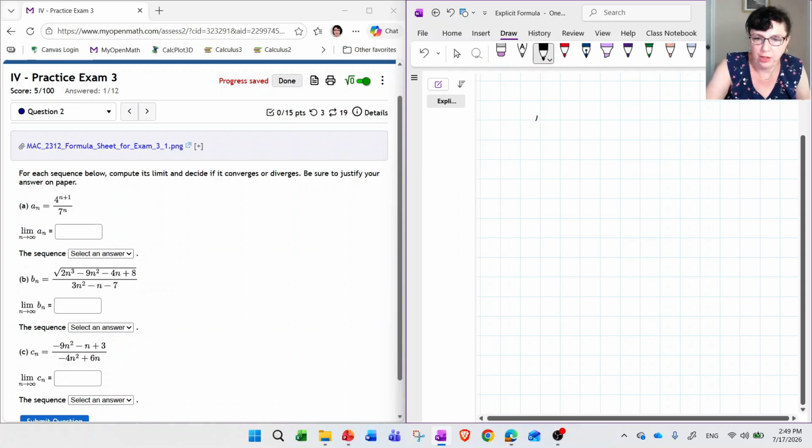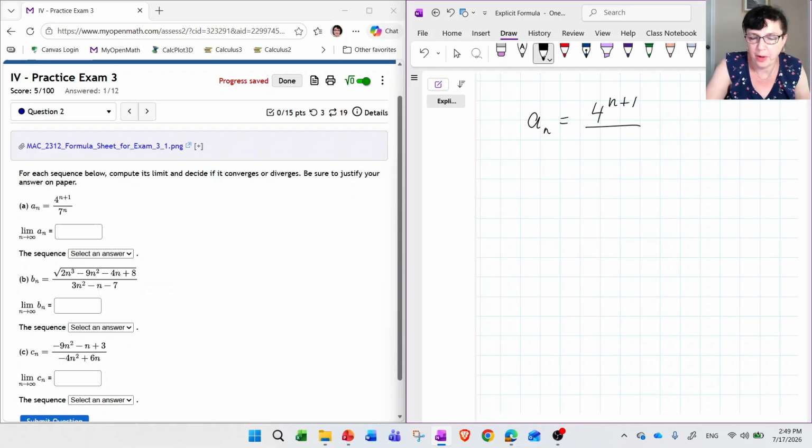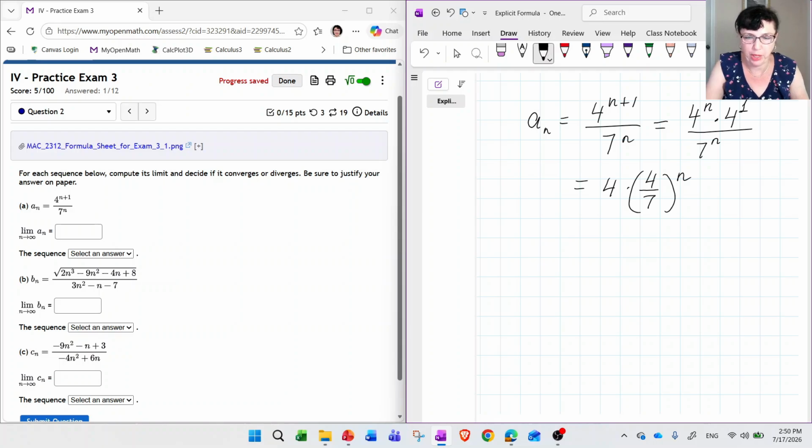This sequence a sub n is 4 to the power n plus 1 divided by 7 to the power n. I can use properties of exponents to break this apart on the top. That's the same as 4 to the power n multiplied by 4 to the power 1, and then I'm dividing that by 7 to the power n. Now I can move the 4 to the front, and I see that this is 4 times (4 divided by 7) all raised to the power n. Now, what do I know about sequences like that?